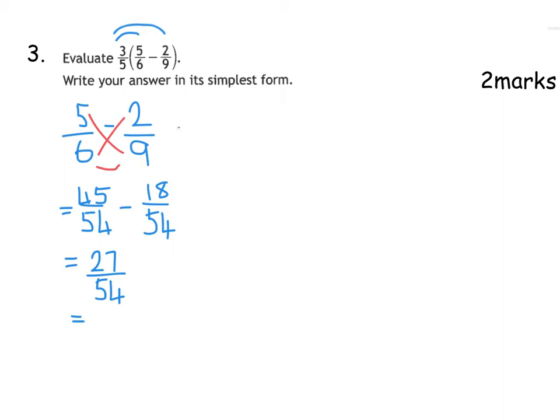Now they're both in the 9 times table, so you might be wanting to simplify that down just now, and that would give you 3 over 6. Oh my goodness, in fact that's a half. How did I not spot that? So we're left with a half.